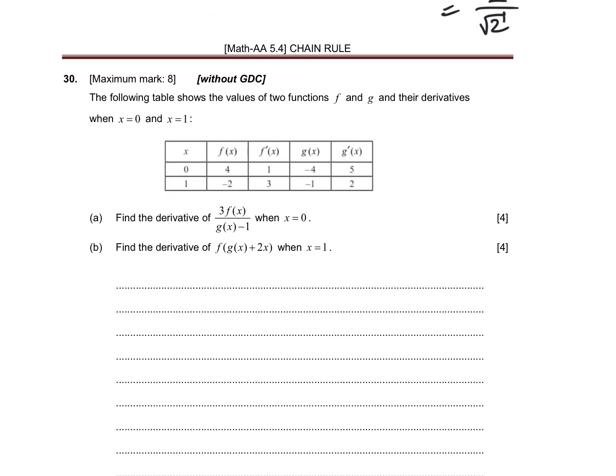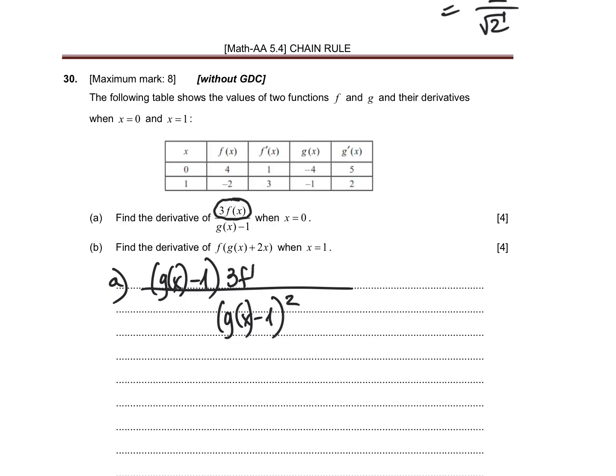The following table shows f and g. Okay, so find the derivative. So for a, we have to do quotient rule. We start with v down here, and then that's squared. So you have v times the derivative of u, which is 3 f prime at x, minus u times the derivative of v, which is just g prime.